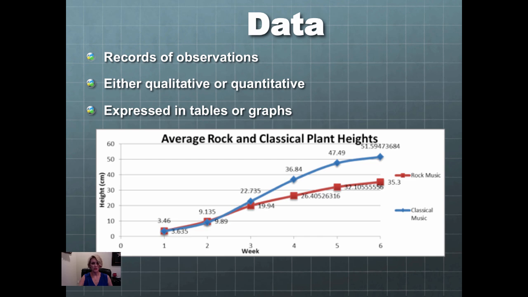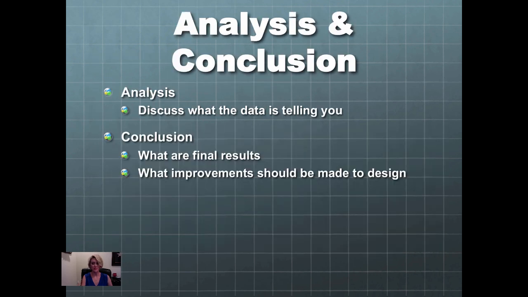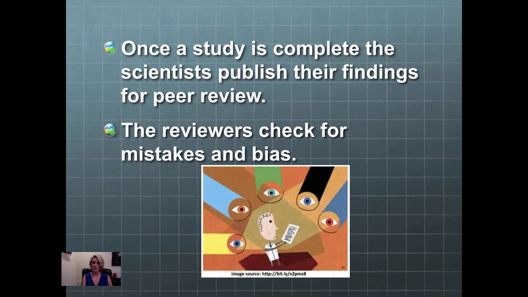Now, once you have your results, you're going to analyze what the data means. You could say, the rock music did not make the plants grow as much as the classical did, so your hypothesis was incorrect. And that's okay. It doesn't always have to be quote unquote correct. And then you're going to develop your conclusion. What are your final results? And then could you improve your design, or could you expound upon your design? All right, so classical music made it grow faster than rock music. How about rap music?